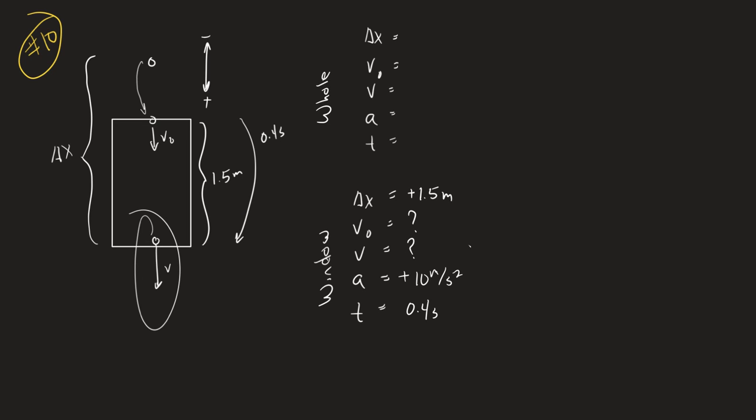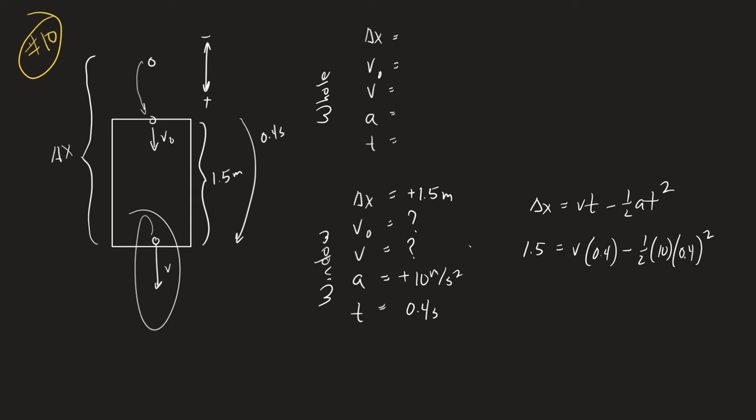Now, let's go ahead and find that final velocity since we have all the key components necessary to do so. That'll be delta x equals vt minus 1/2 at squared. 1.5 equals v times 0.4 minus 1/2 times 10 times 0.4 squared.